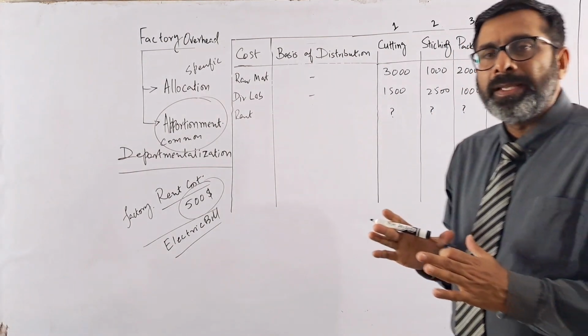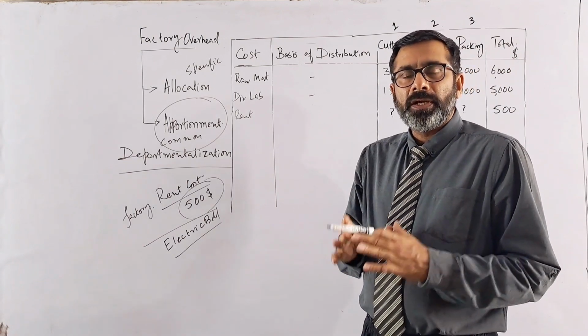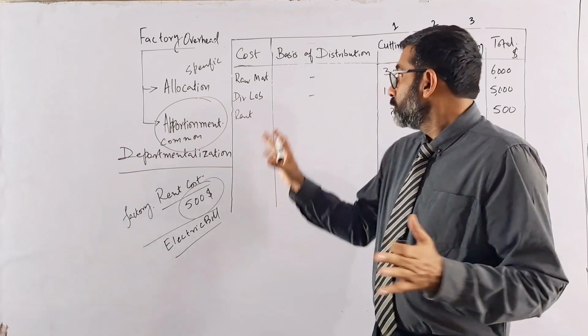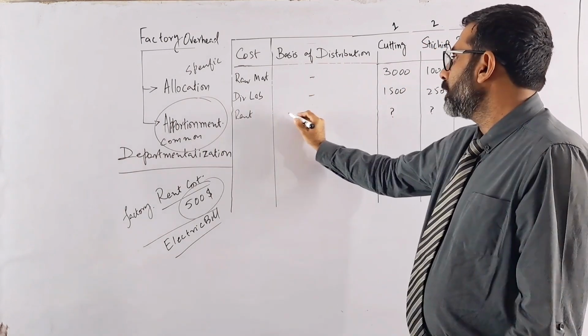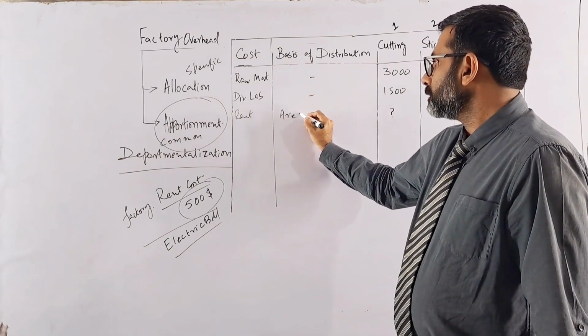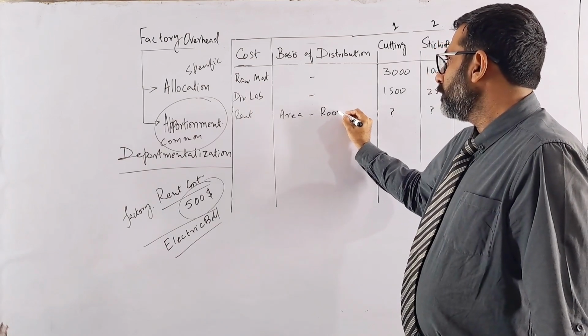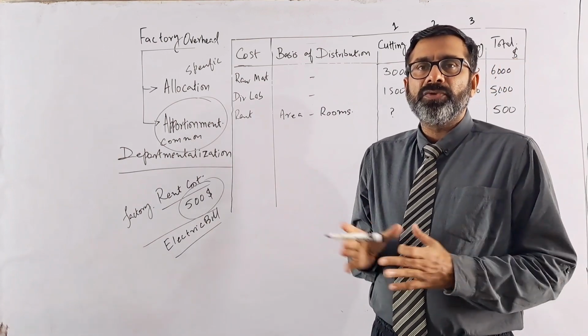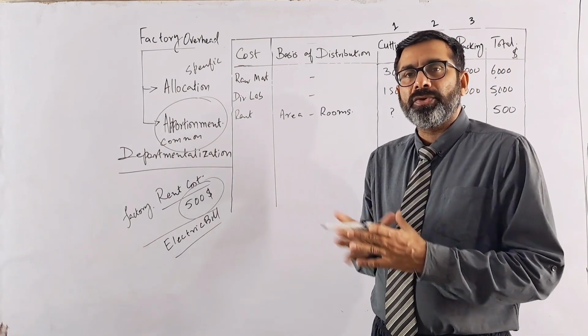So normally the rent is the cost. How do we distribute it? It may be according to the number of rooms. So the basis of distribution may be according to the area, or if the rooms or the halls are of the same size, then we have to distribute according to that.